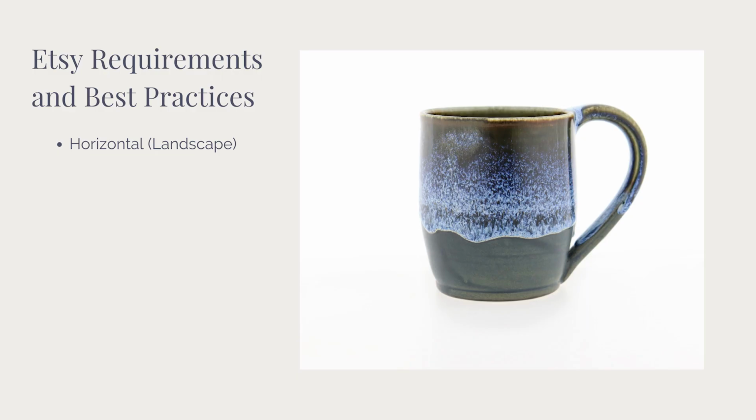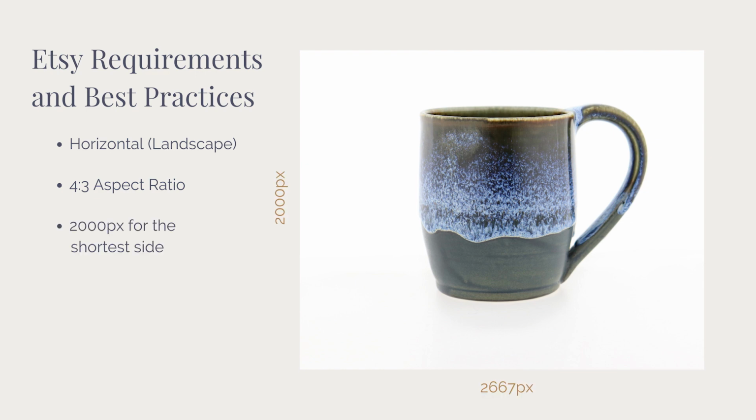Etsy recommends you upload your images in a horizontal, also called a landscape orientation, meaning your image will have more width than height. Next, Etsy recommends a 4:3 aspect ratio. Again, an aspect ratio is just the proportional relationship between the image's width and height. And you set this in editing under the crop tool. So for every 4 units of width, there will be 3 units of height at a 4:3 aspect ratio.